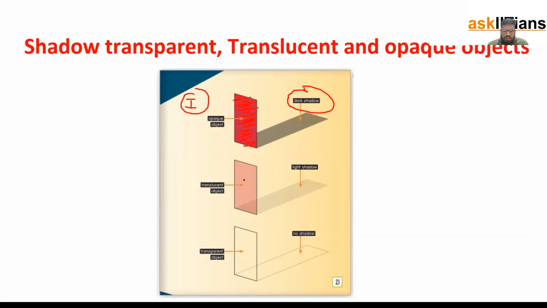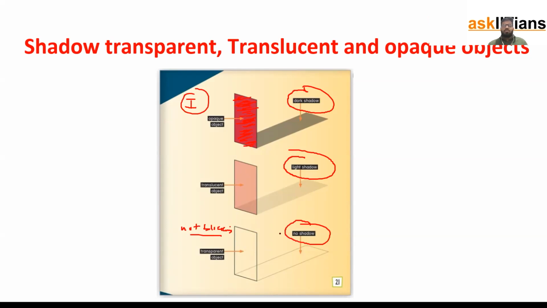Now see the translucent object. It will not be able to completely block the light, but it can block some part of light. So whatever part of light it is blocking, due to that we will observe a shadow which is light. Not a dark shadow, but a kind of shadow known as a light shadow. But in the case of a transparent object, it is not blocking any part of light. It is not blocking the light at all. So that's why there is no shadow observed in the case of a transparent object.